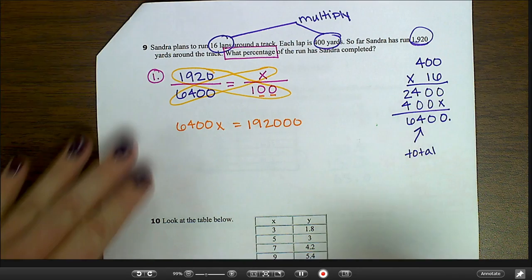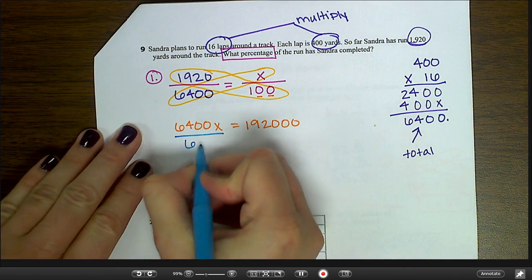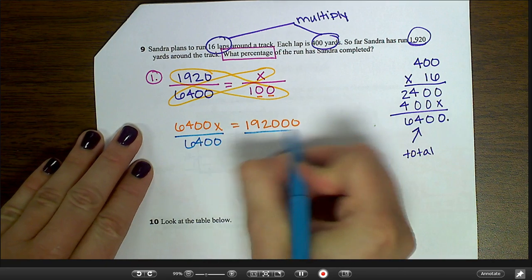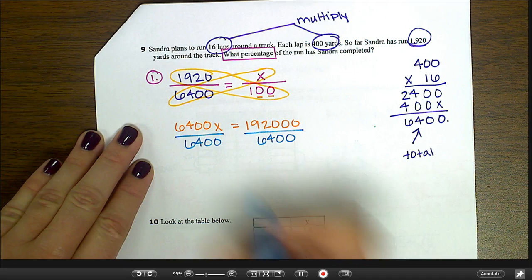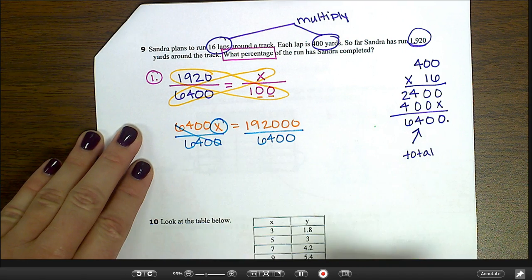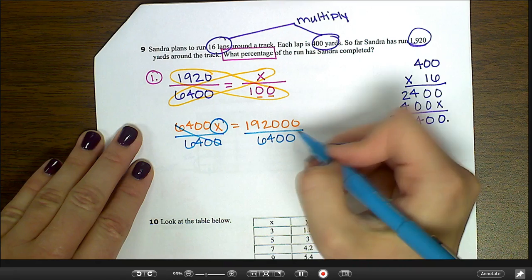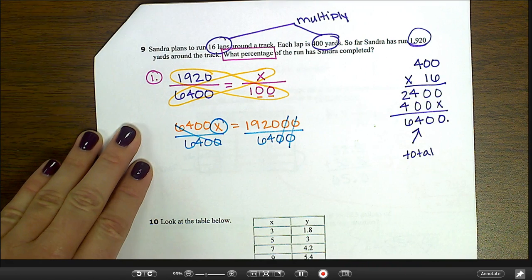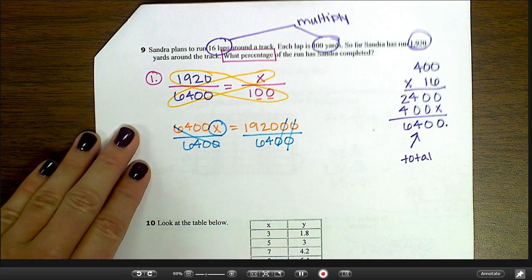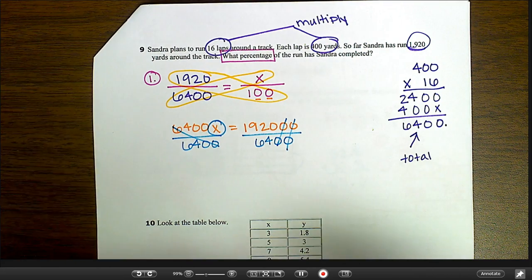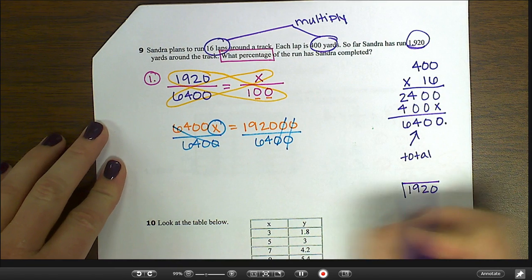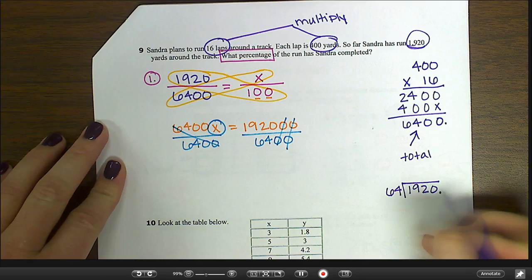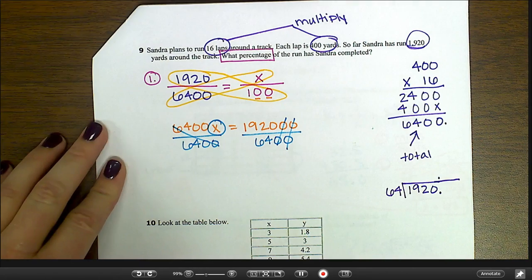Let's divide both sides by 6,400. These look like really big numbers, but it's going to be really simple once we get it all simplified. These cancel out, so I'm just left with x. And I can cross out some zeros here. Both of these numbers end in 2 zeros. So now I'm just left with 1,920 divided by 64. Always put your decimal in your quotient before you start dividing.